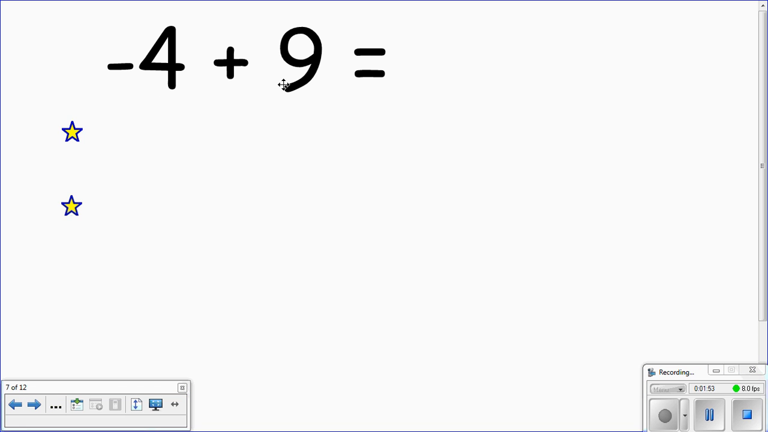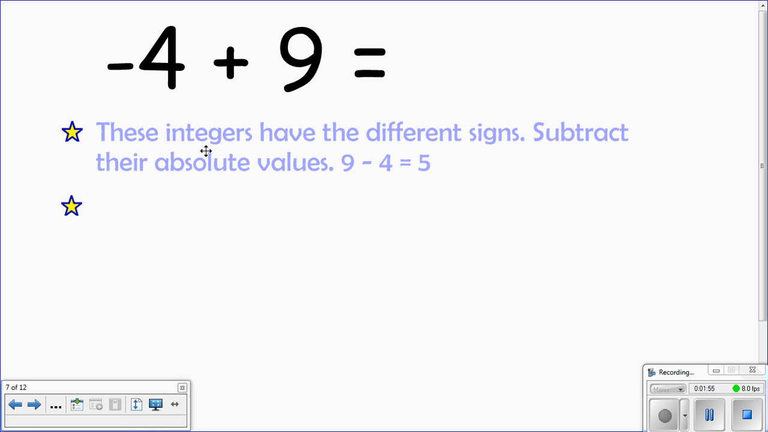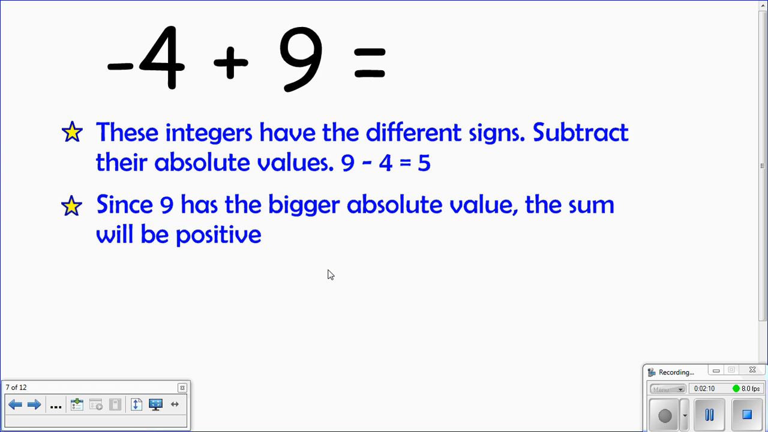Negative 4 plus 9. These integers have different signs, so we're going to subtract their absolute values. The absolute value of 9 is 9. The absolute value of negative 4 is 4. 9 minus 4 is 5. Since 9 has the bigger absolute value, this sum will be positive. So negative 4 plus 9 equals positive 5.